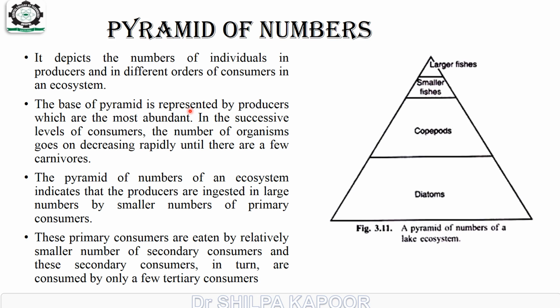The base of the pyramid is represented by the producers, which are the most abundant. In the successive levels of consumers, the number of organisms goes on decreasing rapidly until there are a few carnivores. The pyramid of number of an ecosystem indicates that the producers are ingested in large numbers by a smaller number of primary consumers. These primary consumers are eaten by a relatively smaller number of secondary consumers, and these secondary consumers in turn are consumed by only a few tertiary consumers.